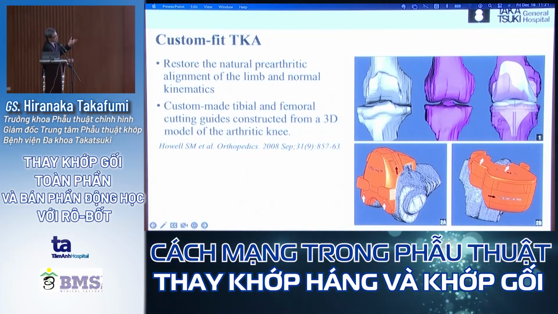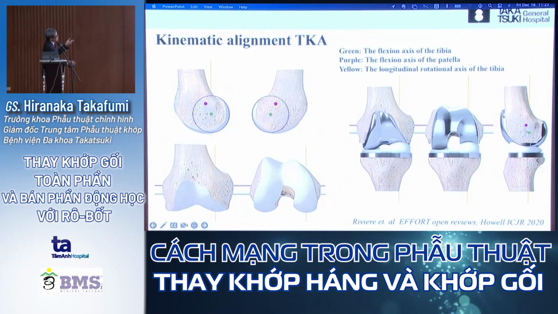This is the original form of kinematic alignment reported by Howell in 2008, using PSI, custom-fit instruments, to restore the patient's original articular surface, implanting the component along the patient's original joint surface. Then it was improved to kinematic alignment TKA, which is a true resurfacing surgery. The component is implanted along the three kinematic axes: the flexion axis of the tibia, the flexion axis of the patella, and the longitudinal rotation axis of the tibia. So this is the basic component of kinematic alignment.